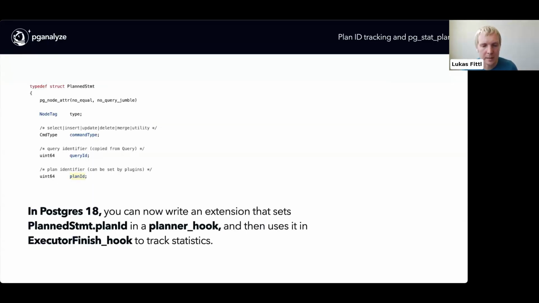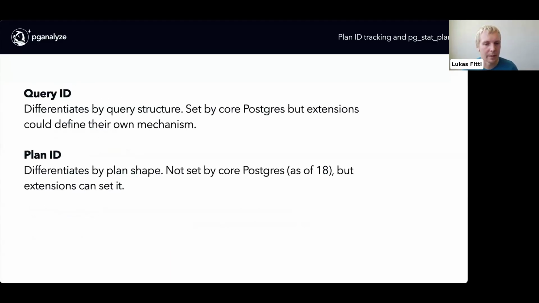In Postgres 18, you can now write an extension that sets a plan ID using a hook, and then you can use that to track statistics. Previously, a plan statement, which is basically the output of the planner, produced when the planner finishes its work, had a query ID associated. The query ID is what you might see in pg_stat_statements. But it doesn't have a plan ID associated. Plan ID is something that is new in 18, and nothing in core sets this. Query ID gets set by stat statements. Plan ID actually, or sorry, not correct.